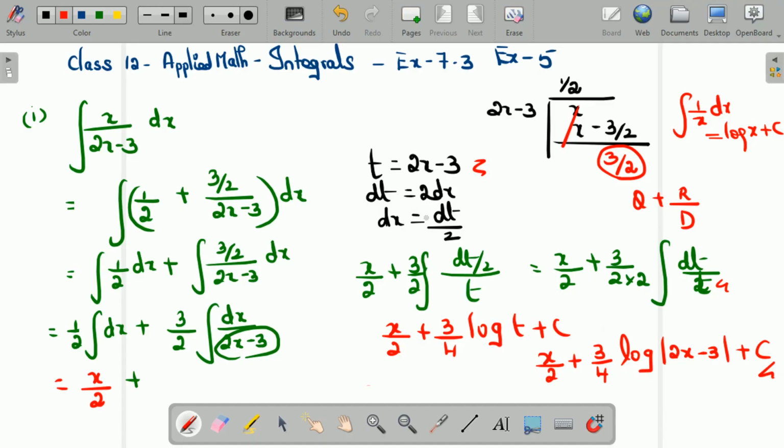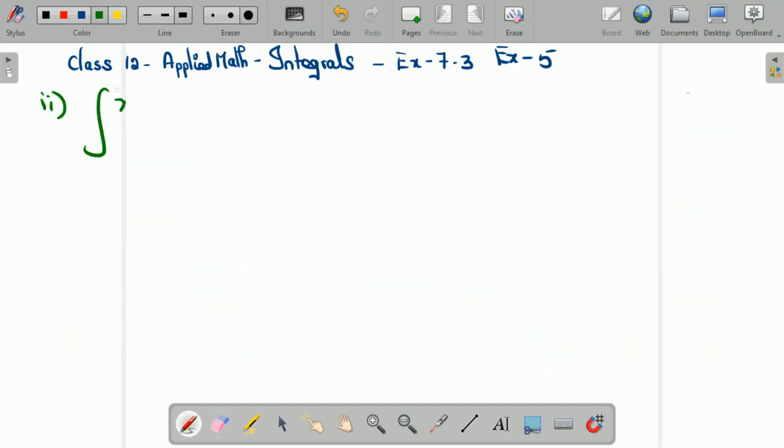Now let's take up the second subdivision in this question. Second subdivision, it is integral of x plus 2 divided by 3x squared plus 5x minus 2 dx. So first we are going to split the middle term for the denominator. Let's work it out in the rough place.